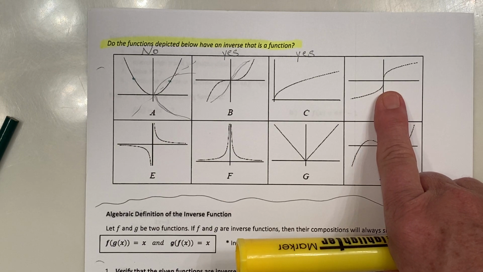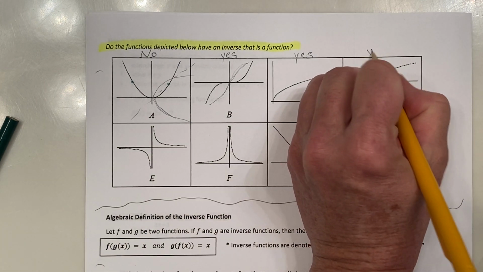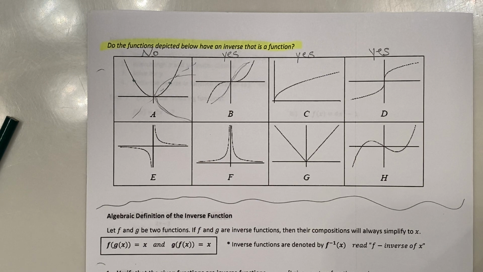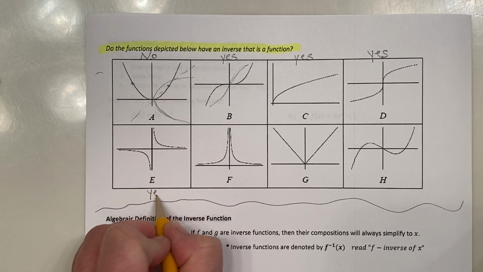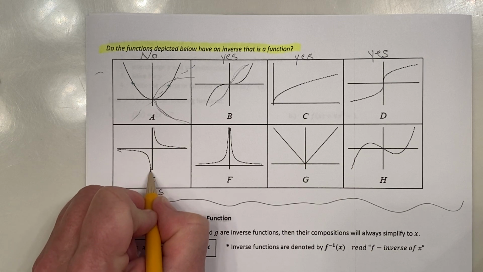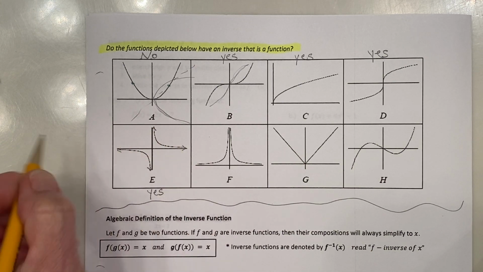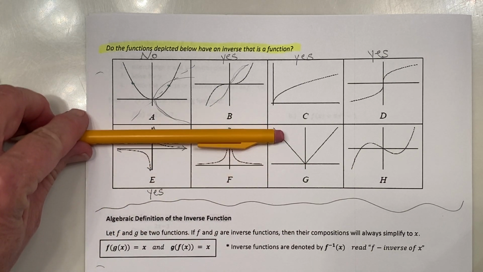Pass the horizontal line test? The answer is yes. Okay, and just take a look at those last four and see if you think each of those would pass the horizontal line test. I'll put the answer here, yes. These graphs just continue onward like this in both directions, but they have no repeated y values.